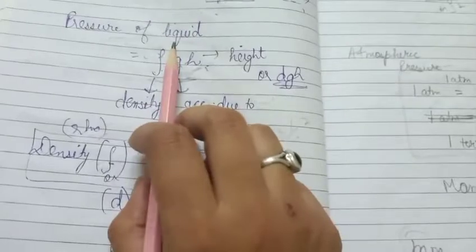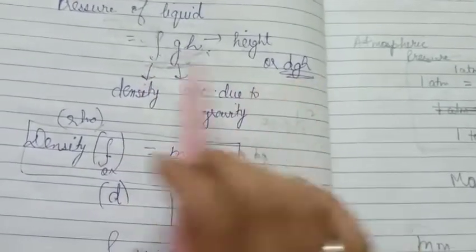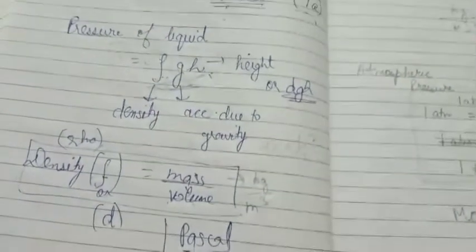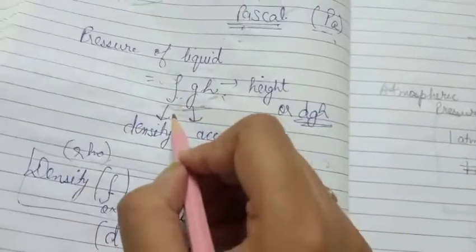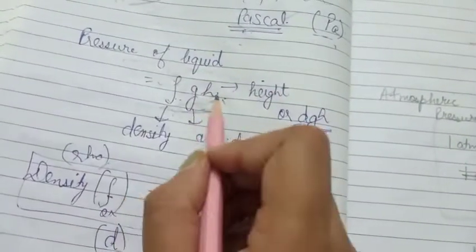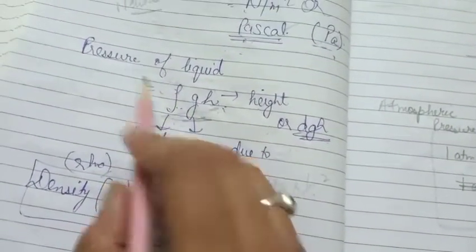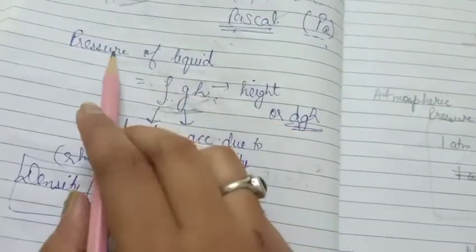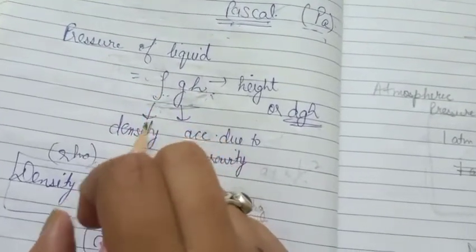So pressure formula can be dgh or rho gh, meaning is the same. It means the denser, the more the pressure; the more the height, the more is the pressure. So जितनी ज़्यादा हाइट होगी उतना ज़्यादा प्रेशर क्रिएट होगा, जितना ज़्यादा डेंस होगा उतना ज़्यादा प्रेशर क्रिएट होगा.